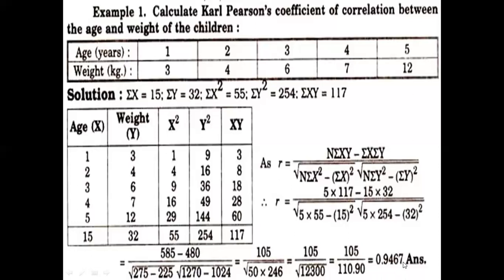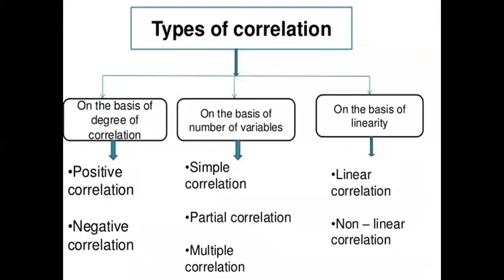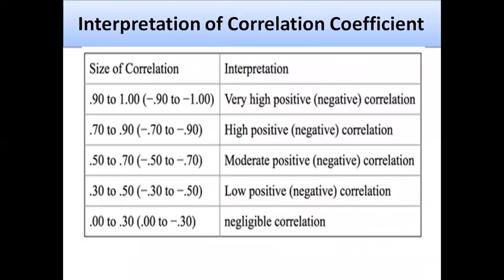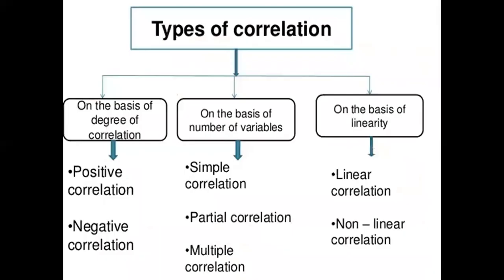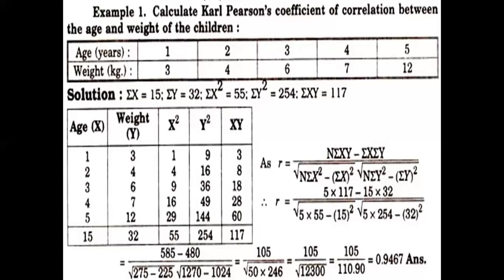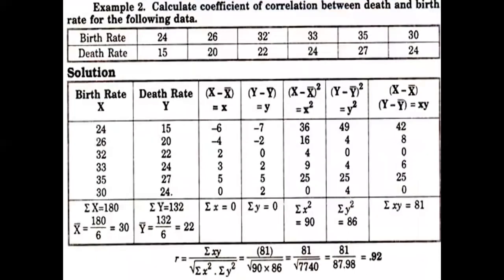So as per the table, as I have highlighted, this is how we interpret the value of the coefficient of correlation: if the value lies between 0.9 to 1, it means there is a very high positive correlation between the x and y variable, or we can say there is a very high positive correlation between weight and age. I hope this question is clear to everyone. Now move to the second one, where we apply the type B formula of the direct method.